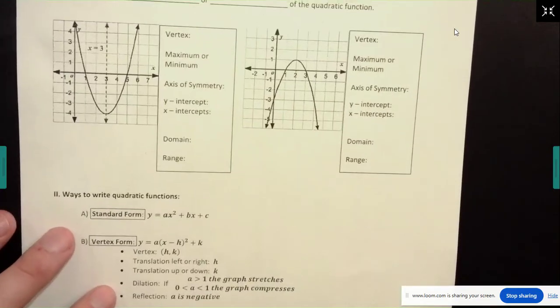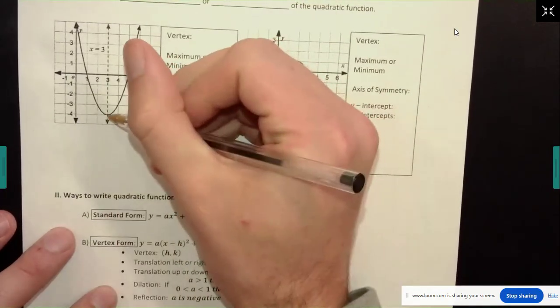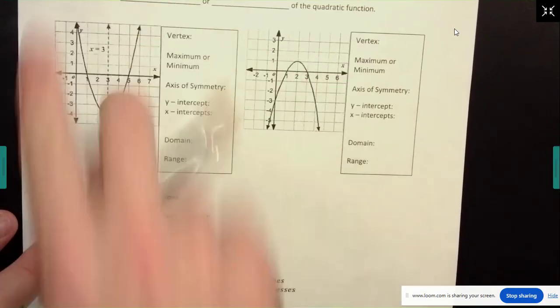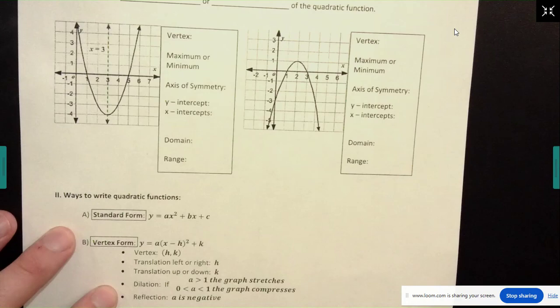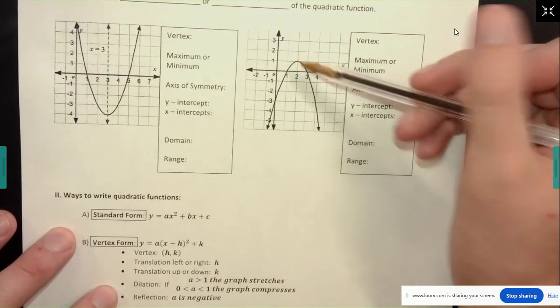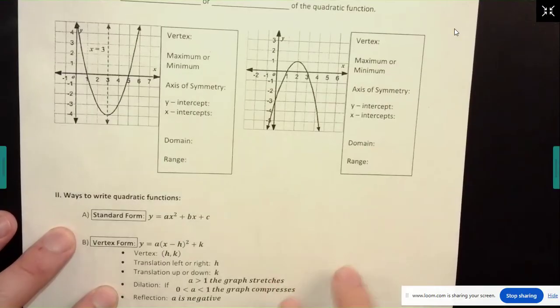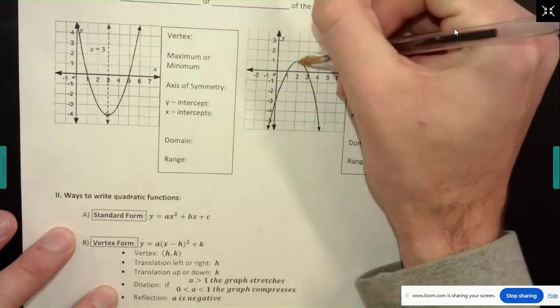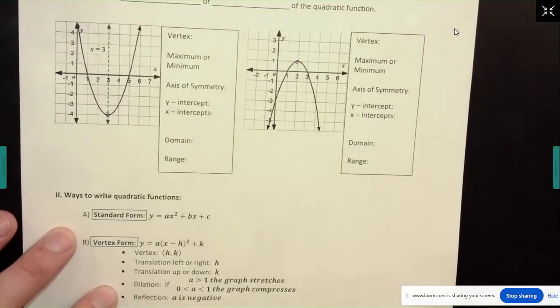So if we look back at these two graphs, look at this one. I have a distinct point here that is the lowest it goes because I have these arrows coming up, so it's going to go up forever and ever, right? Over here, I have a maximum, right? That's the high point before we come down forever and ever. And so those points, this one right here and this one right there, one's a maximum, one's a minimum, but they're both vertexes, okay?